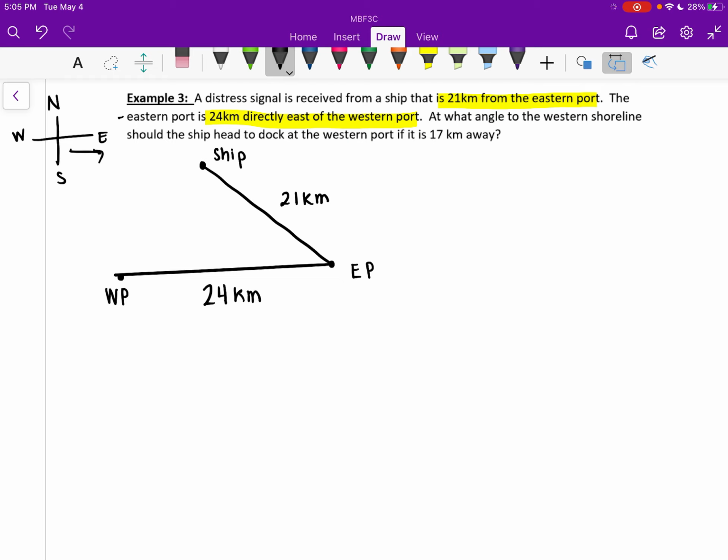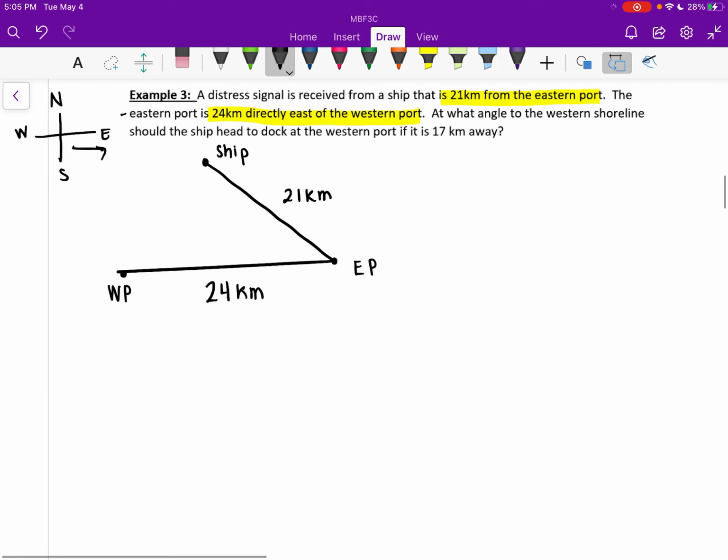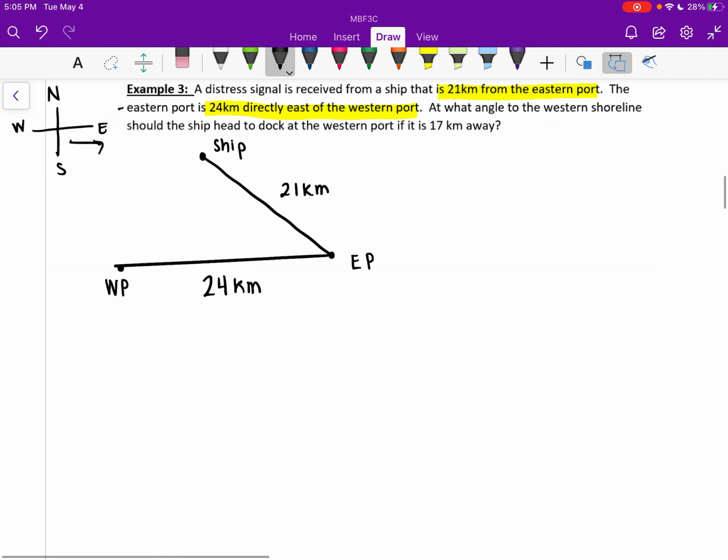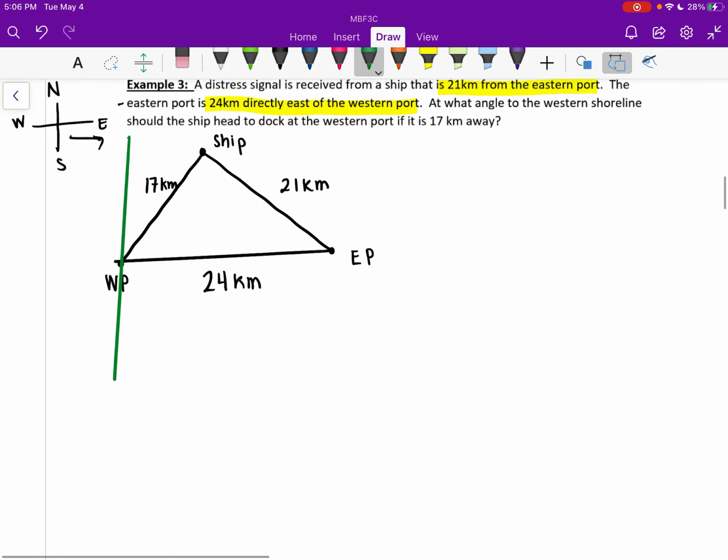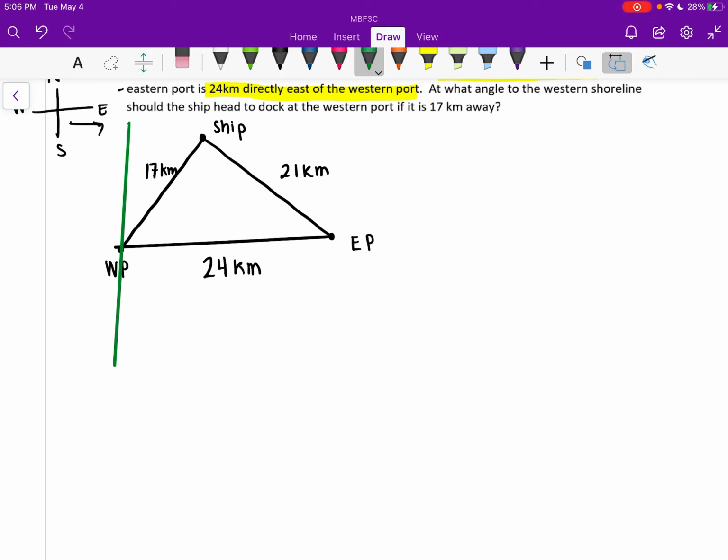Right? What is the angle to the western shoreline that the ship should head to dock at the western port if it is 17 kilometers away? So that means that the ship is about 17 kilometers away from this western port. So I'm looking for, this is 17 kilometers. And this western shoreline, I'm just going to draw it in this green, right? The western shoreline will look like this, just like when you go to the beach, there's that shoreline. So that's the western shoreline. So I'm just going to write that. Western shoreline.